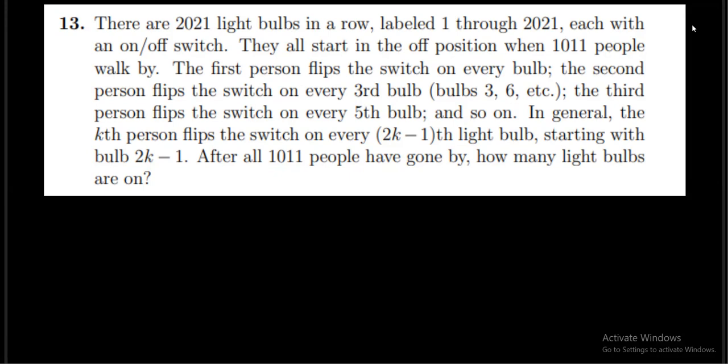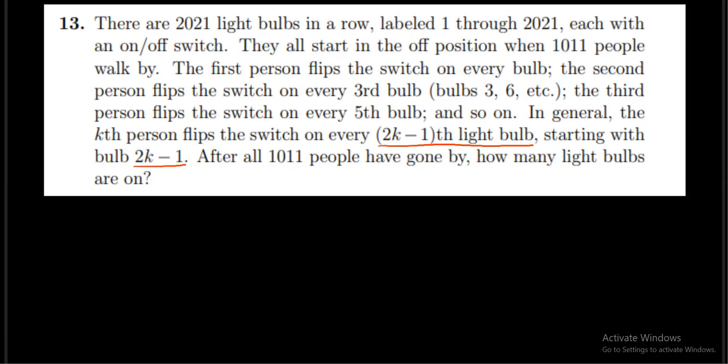So let's start. The question says that there are 2021 light bulbs in a row, labeled 1 through 2021, each with an on and off switch. They all start in the off position when 1011 people walk by. The first person flips the switch on every bulb. The second person flips the switch on every third bulb, that is 3, 6, etc. The third person flips the switch on every fifth bulb, and so on. In general, the kth person flips the switch on every (2k+1)th light bulb, starting with the bulb 2k-1. After all 1011 people have gone by, how many light bulbs are on?